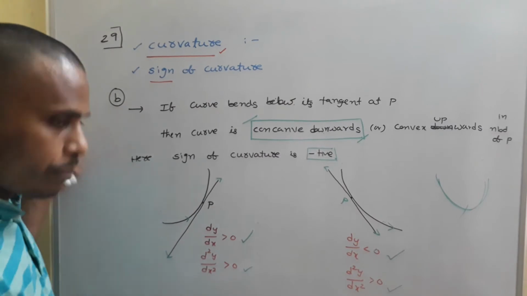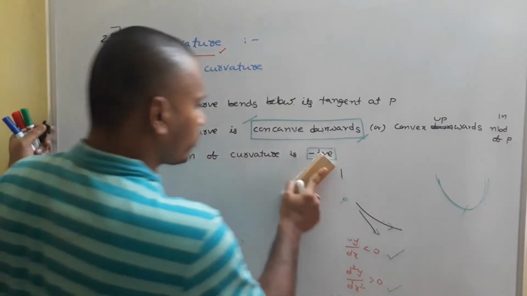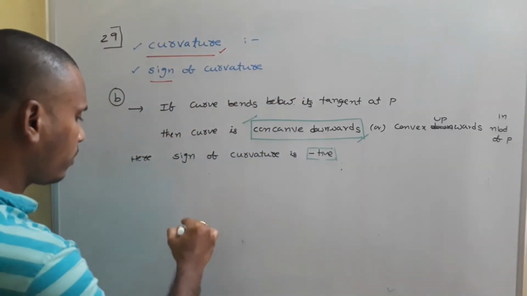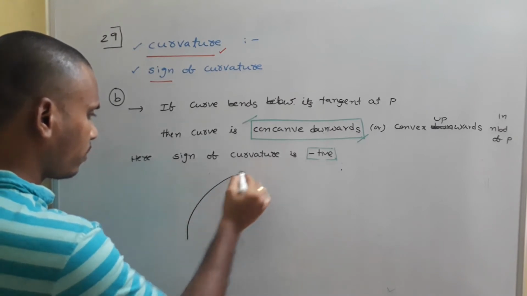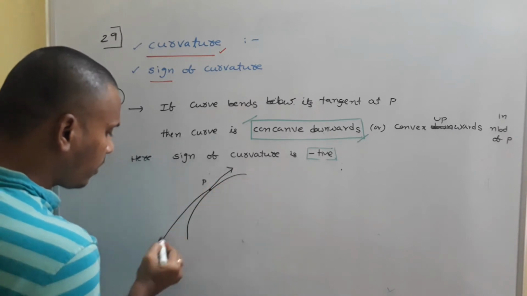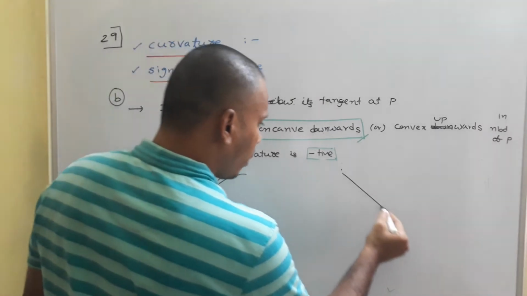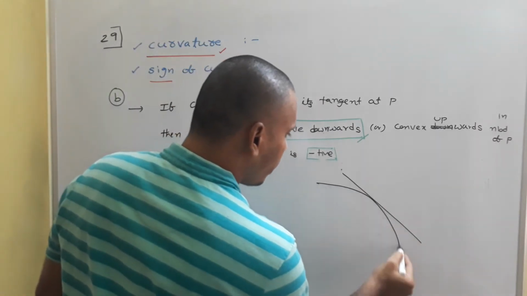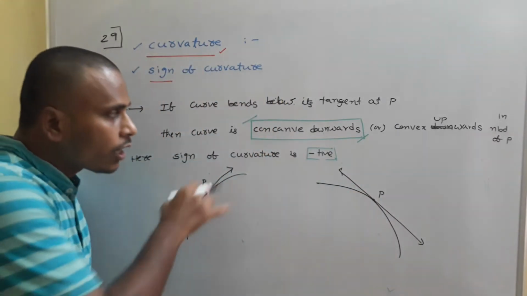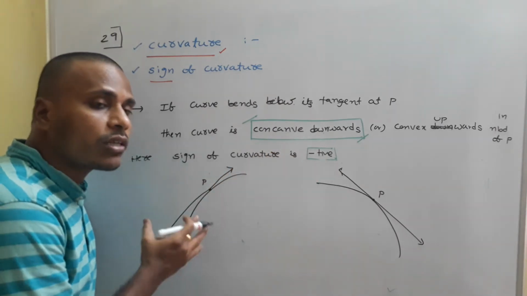And what will be the shape? Okay, see, if you look at the shape, the shape of the graph will be like this. This is the tangent and the curve is bending below its tangent. Okay, and if this is the tangent, the curve is bending below its tangent. So these are the possibilities for the concave downward shape. Concave downwards, or you may call it convex upwards.